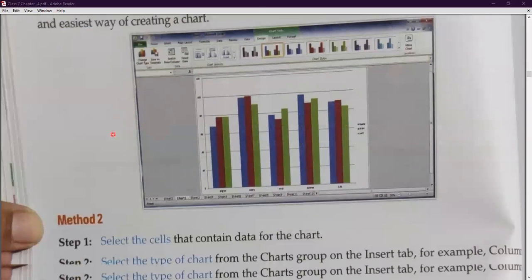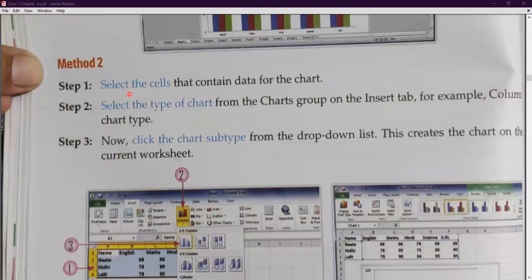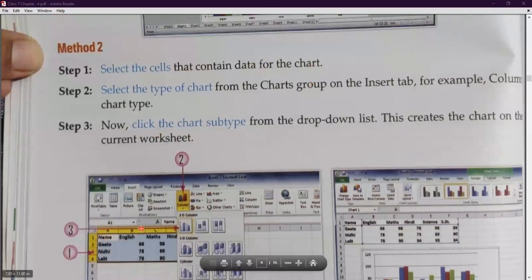Okay, you will find that Excel has already created a chart by pressing the F11 key, as you can see on your screen. Method number 2 is to select the cells that contain data for the chart. As you can see on your screen, we are selecting our data. Then select the type of chart from the chart group. Where will you find the chart group? You will find the chart group in the Insert tab.